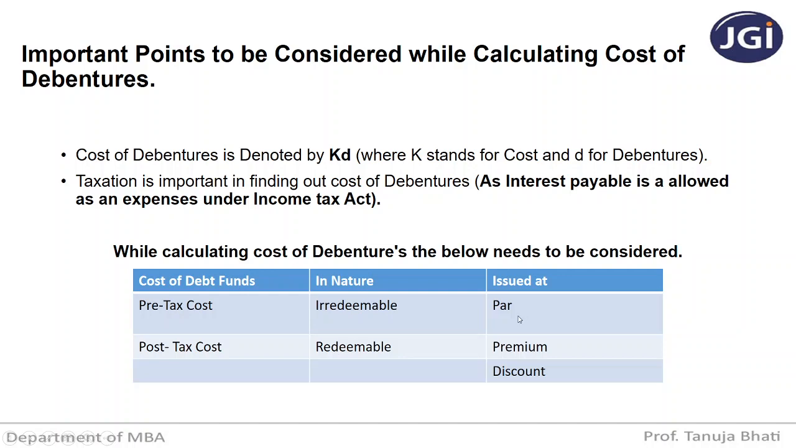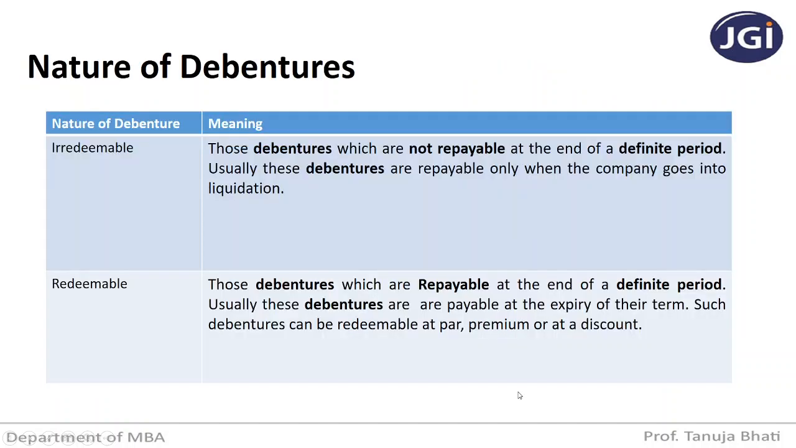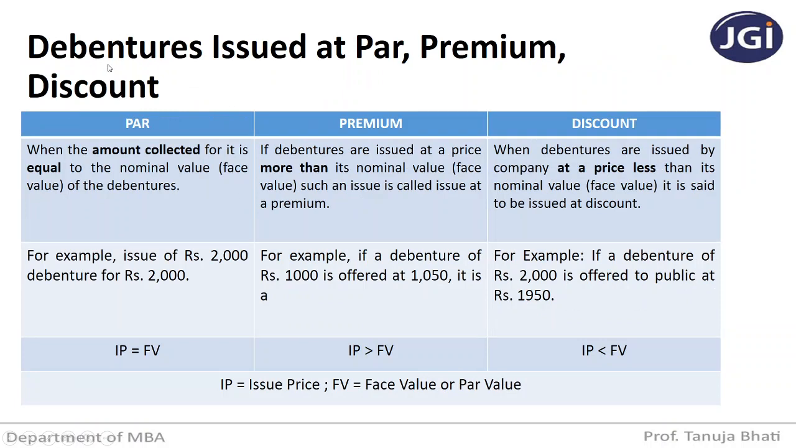Now let us see what is par, premium and discount. Debentures issued at par, premium and discount. When I'm talking about issued, I'm not talking about repayment. Here I'm talking about issued. Issued means sold. So initially, in order to collect the finance from the debenture holders, you have to issue them the debentures. Now when you're issuing debentures, you can issue them at par, premium or discount.